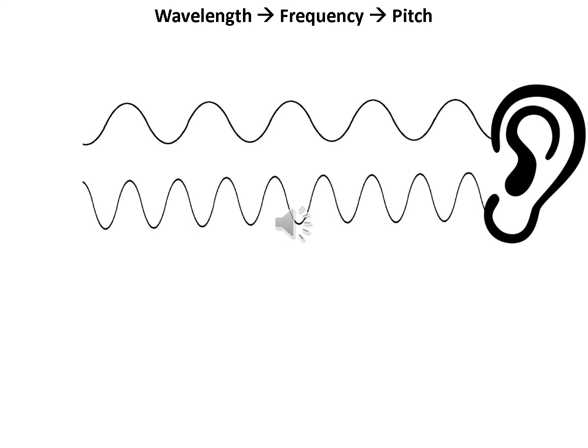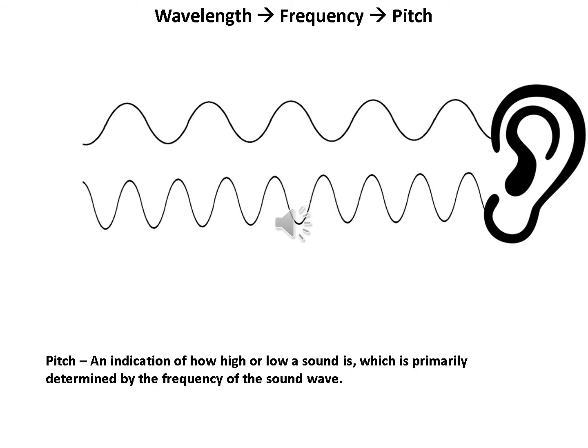Now, pitch, remember, is an indication of how high or low a sound is. That's how we interpret the sound. And how high or low our ears interpret the sound is primarily determined by the frequency of the sound. Sound waves with low frequencies have a low pitch to us.